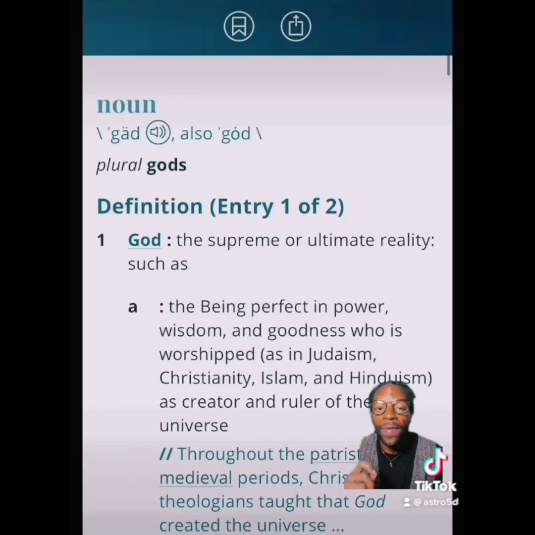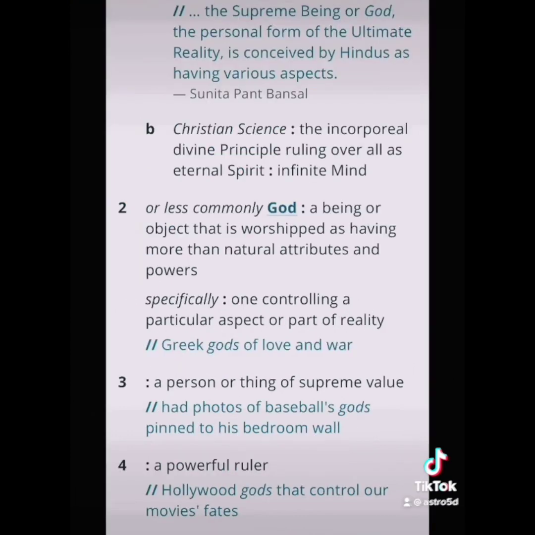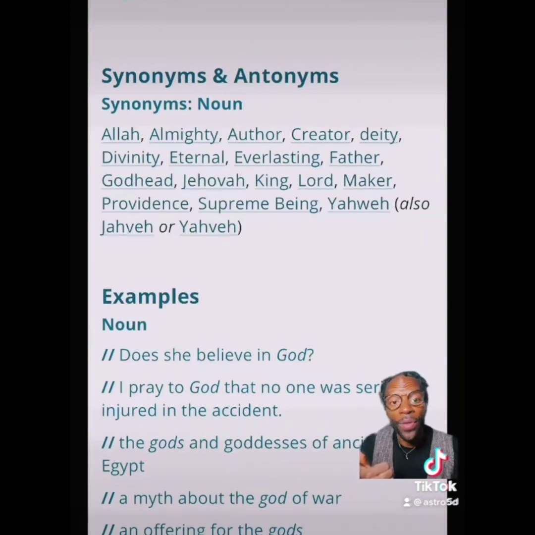And the definition of God by Webster means the supreme or ultimate reality. So God means the supreme or ultimate reality? The being perfect in power, wisdom, and goodness who is worshipped as creator and ruler of the universe. A person or thing of supreme value or a powerful ruler. A being or object that is worshipped as having more than natural attributes and powers. Essentially, anything can be deified as a god. Here are some synonyms: author, creator, deity, divinity, eternal, everlasting, father, Yahweh, maker.